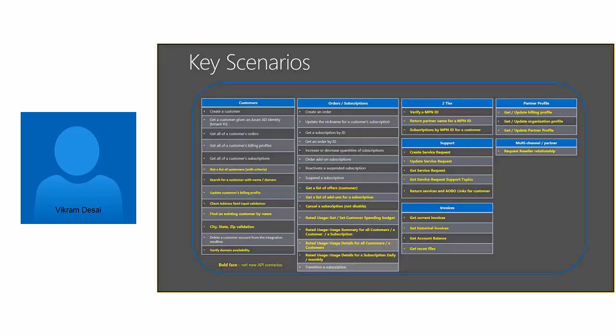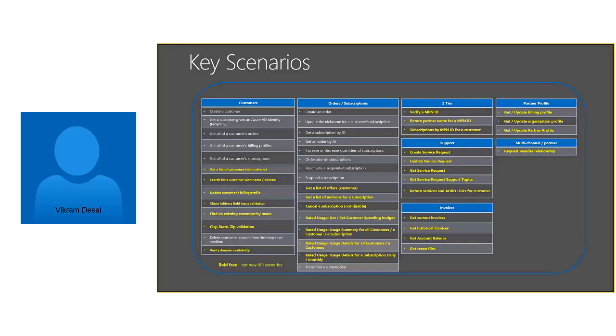Also, if you're a two-tier partner, you can verify if the MPN ID exists and what the details are for that MPN ID. You can get all the subscriptions by an MPN ID for a customer. You can log service requests through APIs. You can get the actual invoices, line item wise, the recon file that you get. You can use the APIs to also get the same information, so you can do your reconciliation programmatically in your apps, and also you can update profiles.